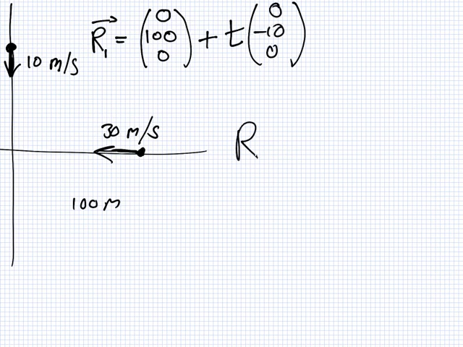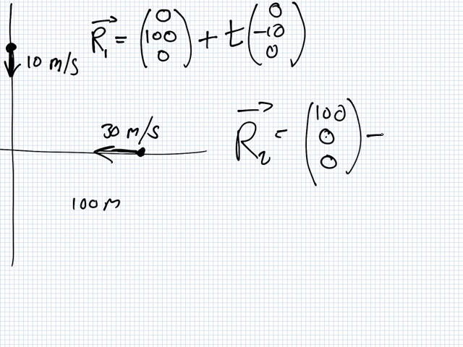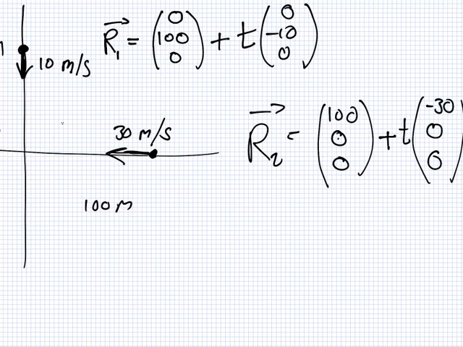Now, what about this one? Well, it starts off at the same 100, 0, 0. Oh, good, okay. Minus, no, plus t, minus 30t, 0, 0, 0. Okay. So what I've done is I've made two formulas. The first one points to where the first car is, and the second one points to where the second car is.